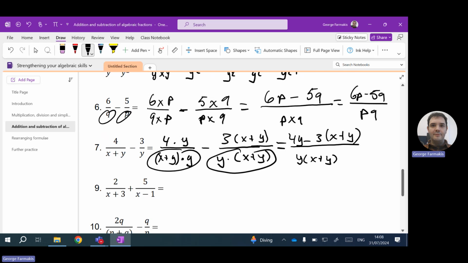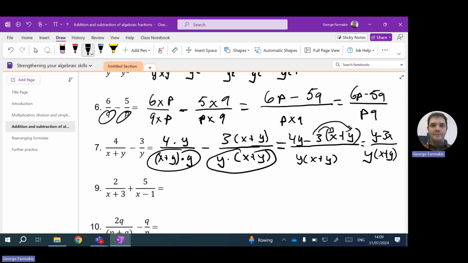And you can even expand the bracket. You're going to have minus 3x, so you're going to have y minus 3x over y times x plus y, for example, if you want to simplify a little bit more the numerator. So we're going to have minus 3x, here it is minus 3y. But we also have the 4y, so we just get only 1y in the numerator.